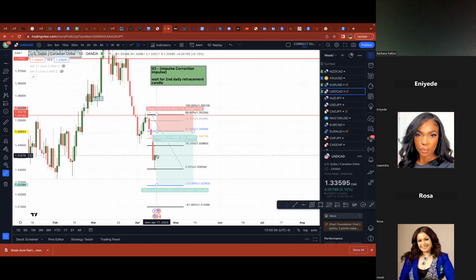Now we got another opportunity. We have our first retracement on the daily. Now we're waiting for another. Always at least wait for 2 retracement candles. Then it could be more, but just wait for at least 2, right?